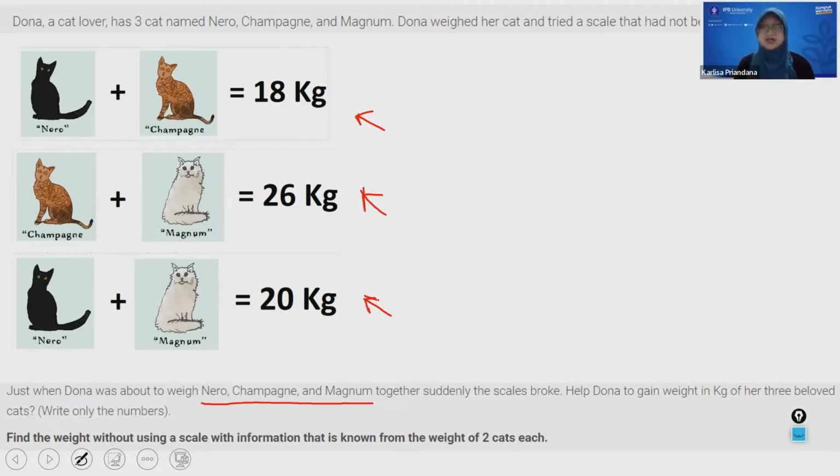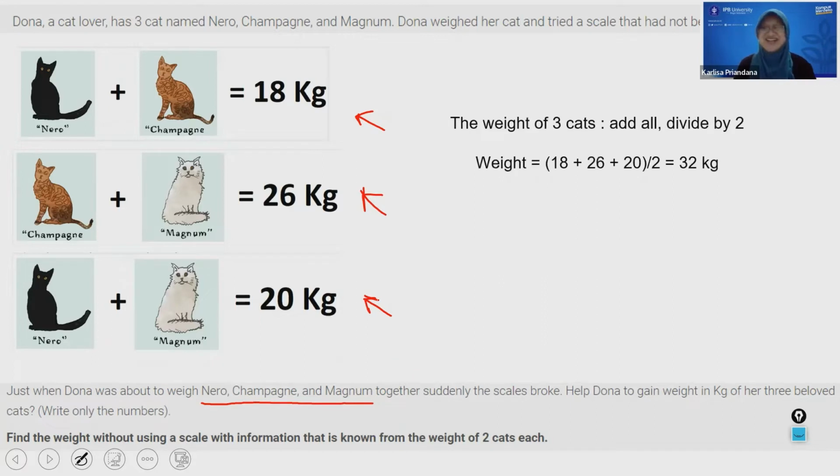So read the problem. You can pause this video and read the problem first, and then try to think creatively to find the solution. What is the easiest way to solve this problem? You can pause this video first and think about it.